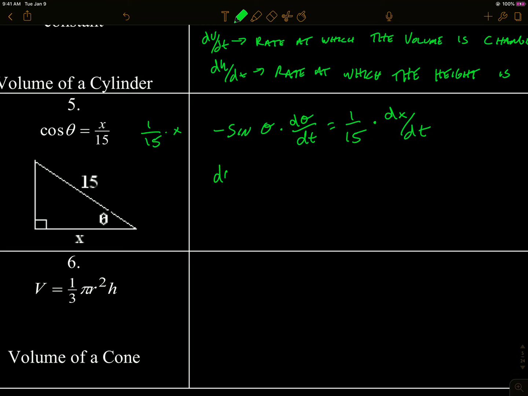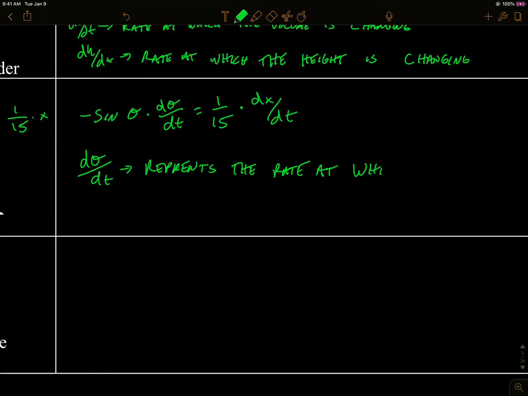And so this is where d theta dt represents the rate at which the angle theta and side x are changing. I just don't want to write them out all the time. I already said what d theta dt and dx dt represent, you get the point here, right? This is what we're trying to go for.